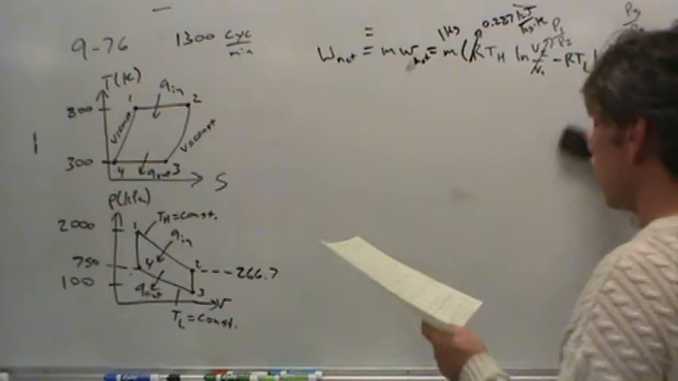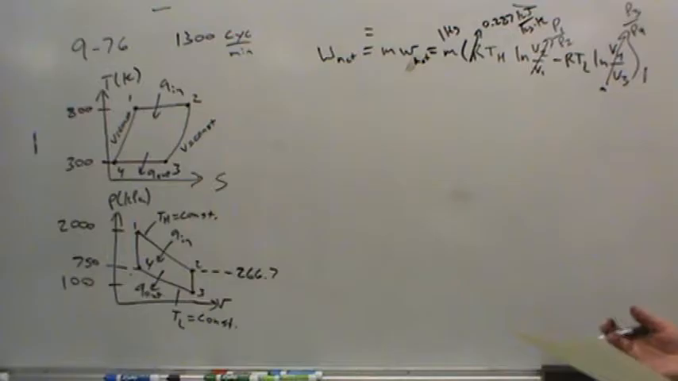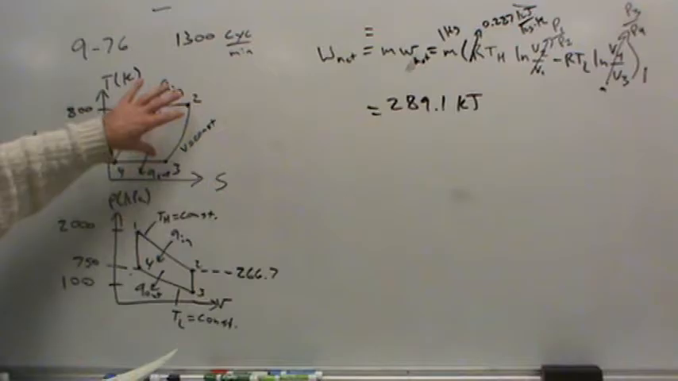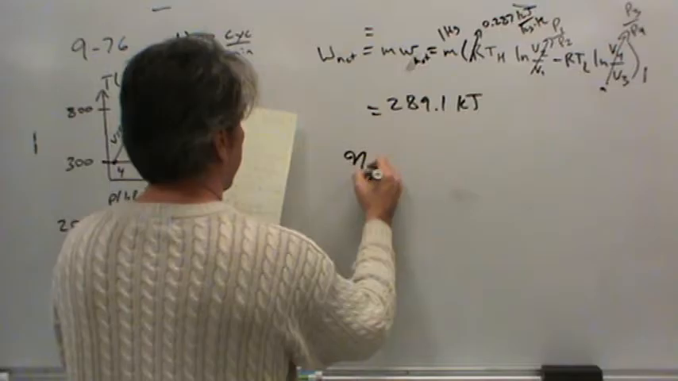So anyway, to answer the question, how much net work is done? When you plug all that in, it's a mess. I'll show it to you on the video camera as well. It's, let's see, right down here. It's all of that. It goes across the entire page. You have to be careful. Make sure you cancel your units properly. But the net work ends up being 289.1 kilojoules.